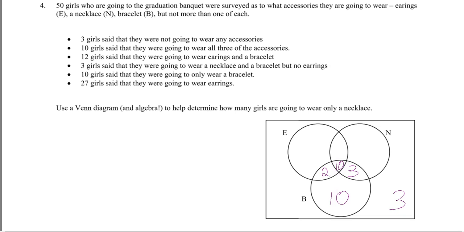27. So 27 said they were going to wear earrings. We've already got 12 of those. 27 minus 12. It's 15. So we've got to split 15 between earrings only and earrings and necklace. Nobody's wearing more than one of each. Right. Pause while we think about it.